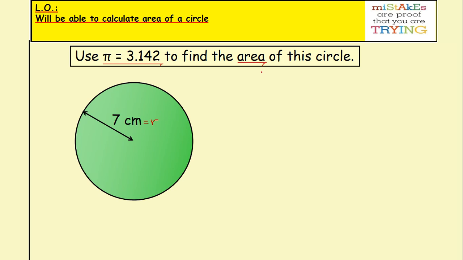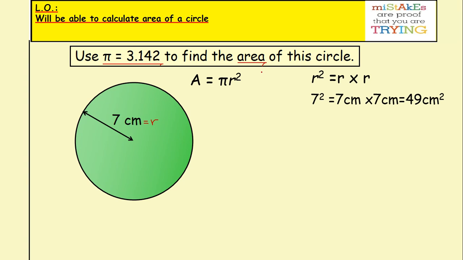So the first thing you write down as a reminder is the area of a circle, which is pi r squared. Now I have r only, I don't have r squared. So remember r squared is r times r. So 7 squared equals 7 centimeters times 7 centimeters, which is 49 centimeters squared. It is really important to remember to write down the units in your calculation, because in this case you won't make mistakes. So you will always give an answer with the correct unit.